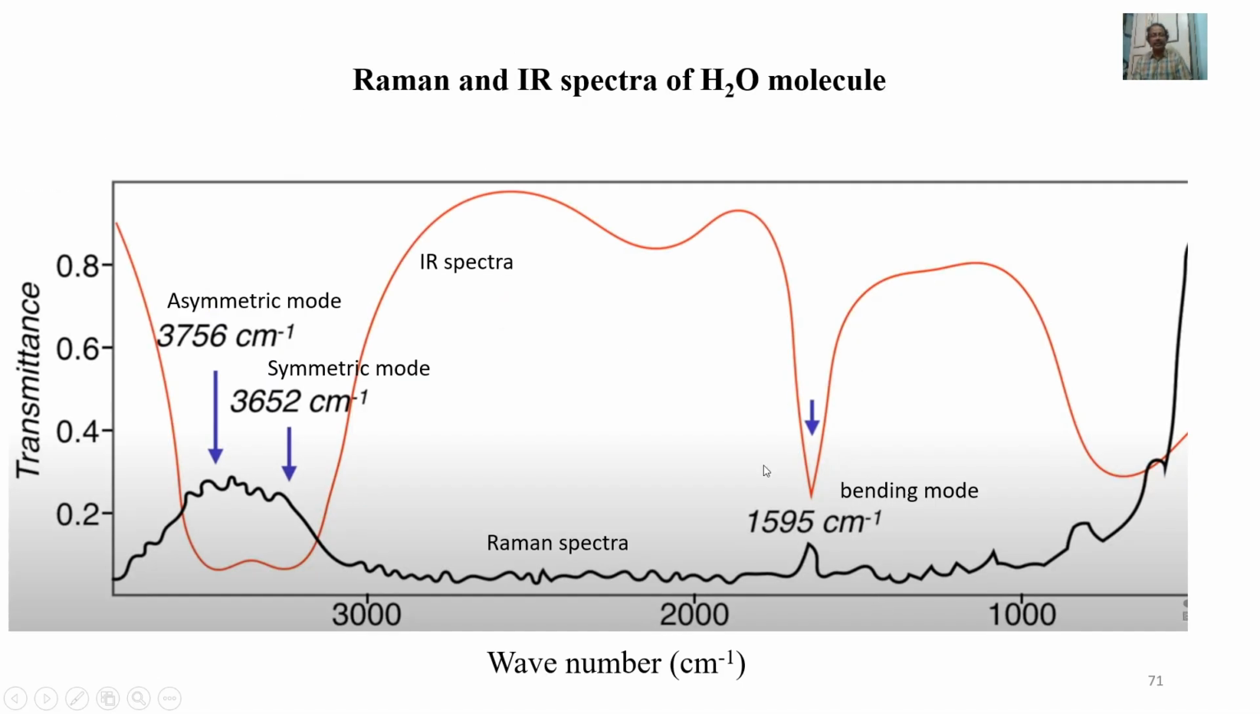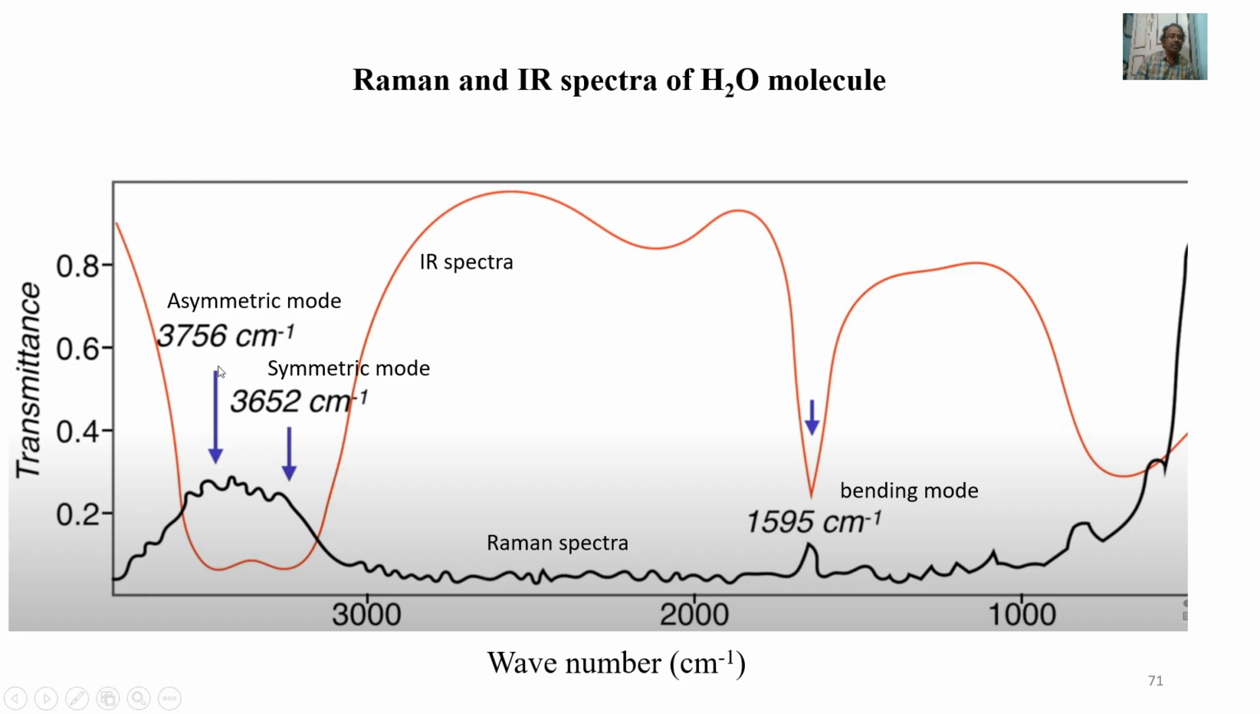And this picture shows Raman and IR spectra of H2O molecule. The figure has been drawn between transmittance and the wave number. The red curve corresponds to IR spectra, whereas the black curve corresponds to Raman spectra. And here are the 3 modes.